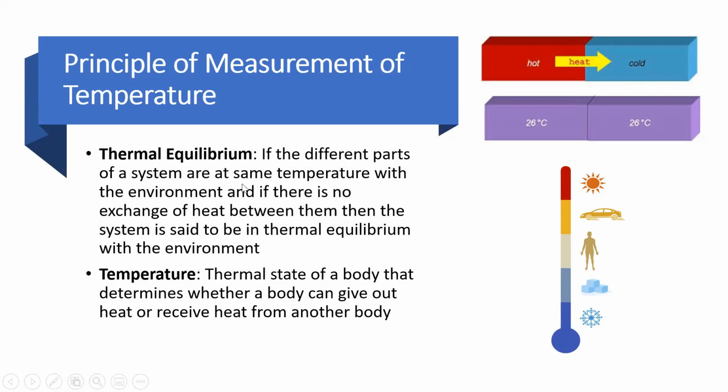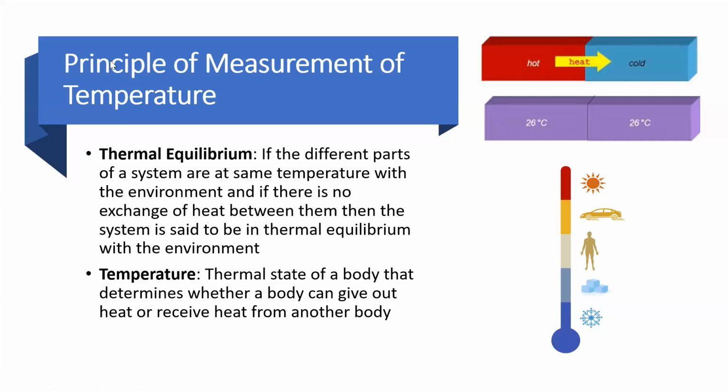If different parts of a system are at the same temperature with the environment, and if there is no exchange of heat between them, then the system is said to be in thermal equilibrium with the environment. So once all ice melts in water and the water and the ice become the same temperature, will there be any exchange of further heat? No, there will be no further exchange of heat.